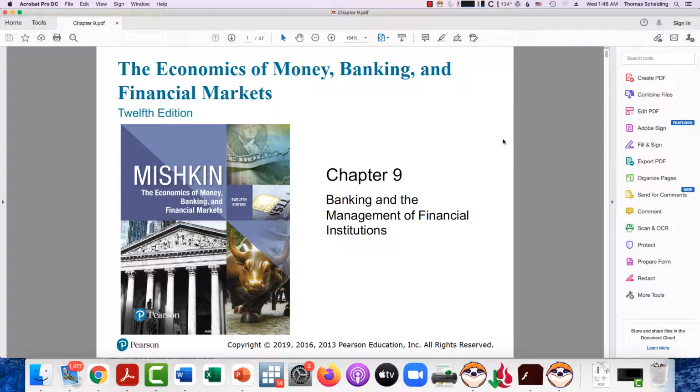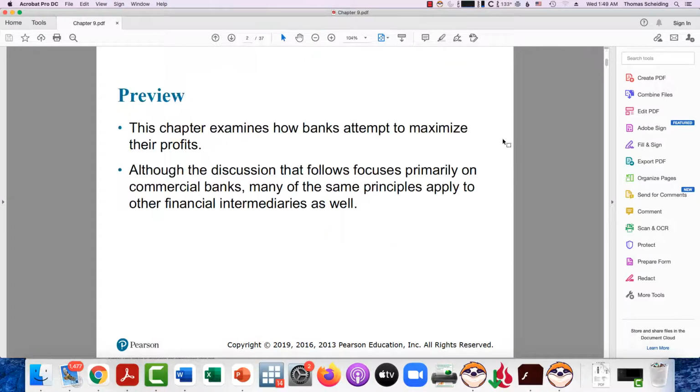In Chapter 9, we're looking more closely at how banks make money. We do this with the focus being on commercial banks, the types of banks with names that you would recognize on a national basis, like Bank of America or U.S. Bank or Wells Fargo, and not necessarily credit unions or regionally based banks.